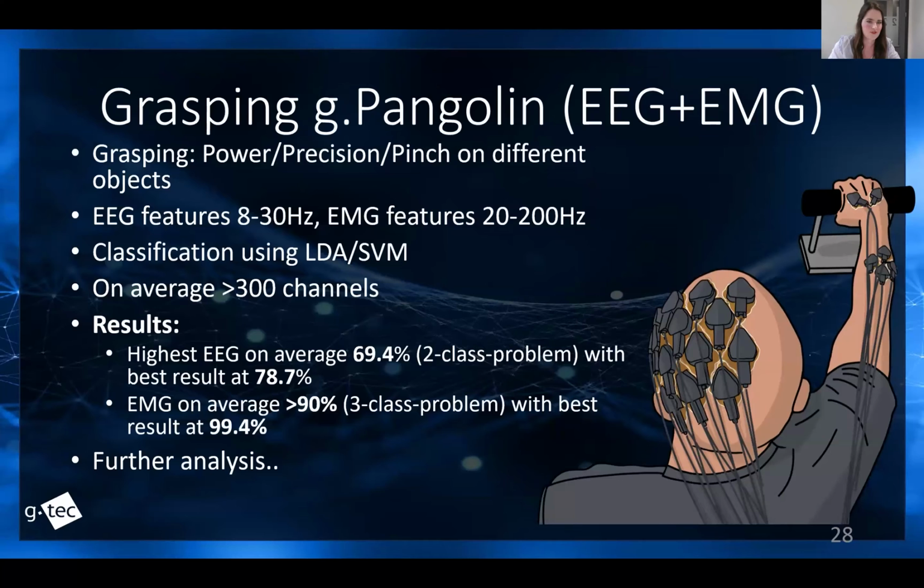To summarize, we studied different types of grasping movements using the g.PANGOLIN system. We saw that even with not super complicated classification methods, the results already look quite promising due to the high resolution we used, as we on average had more than 300 channels. I'm not finished with the analysis yet, so I hope to even improve the results further so that we can hopefully contribute to the research in grasping BCIs or even prosthetics.